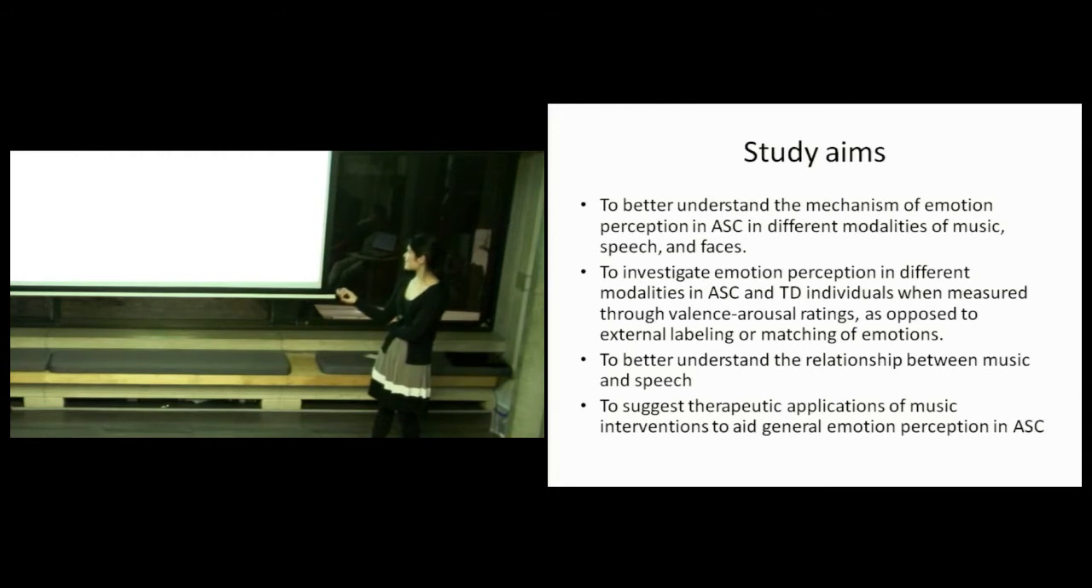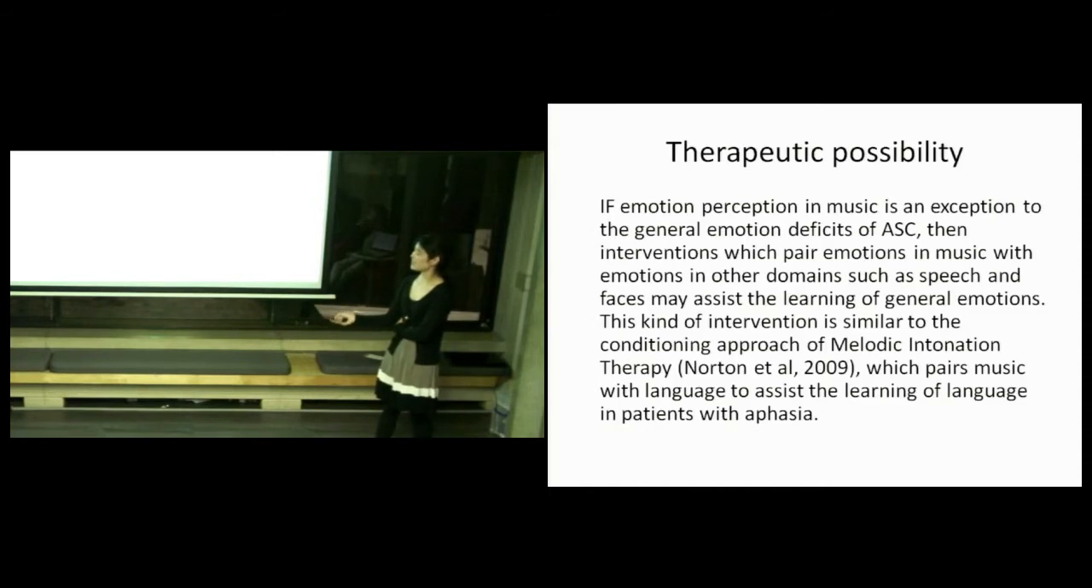Another goal is to better understand what the study could tell us about the relationship between music and speech, and then also, depending on the results, to think about therapeutic applications and possible interventions. For example, if music does turn out to be an exception to the general emotion deficits in autism, then we could possibly use conditioning procedures to pair emotions and music to other domains of emotion. And this happens already in patients with aphasia who can't speak. It's called melodic intonation therapy. They pair music with language to assist learning of language.